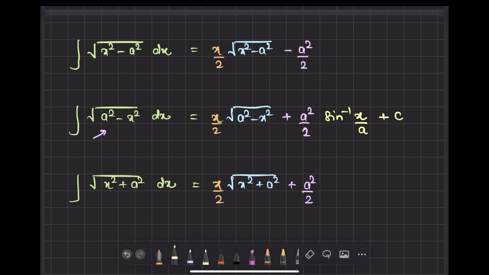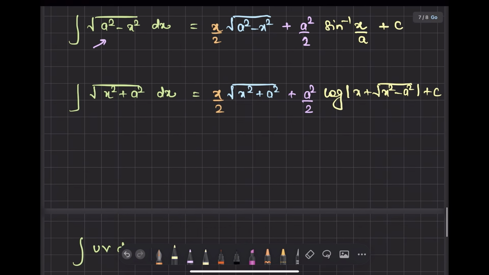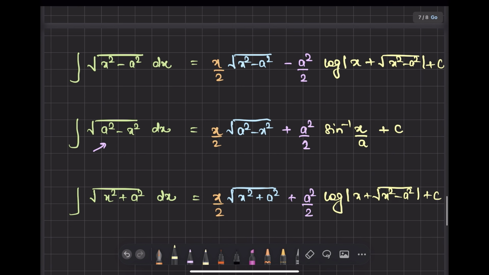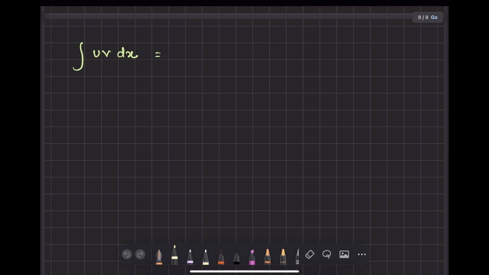If you are not comfortable, you will be using log. Inside log, what will we write? We will write x plus root of x square minus a square, plus c. If you are not comfortable, we will write x plus root of x square minus a square, plus c. Okay, so these are the formulas. Please revise, please revise a lot, as much as possible.